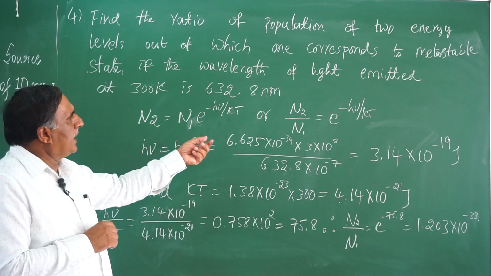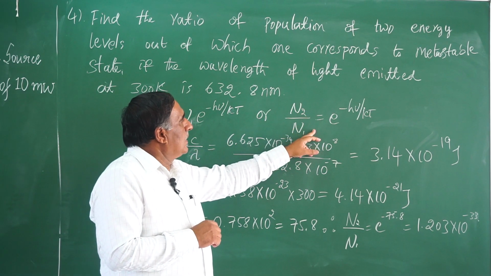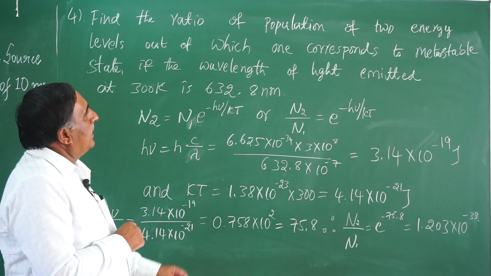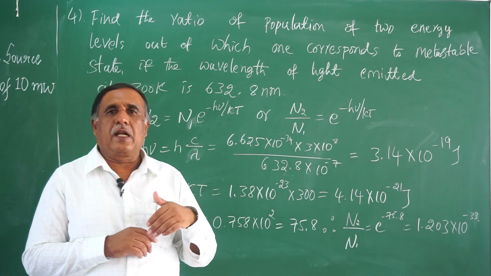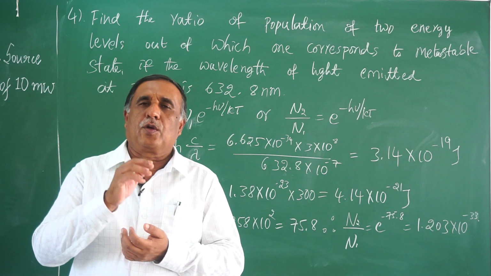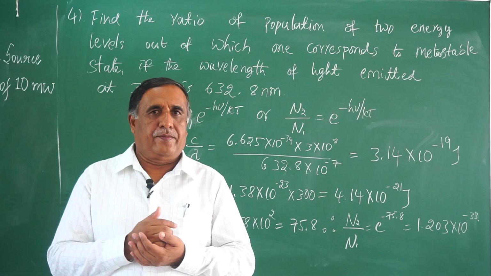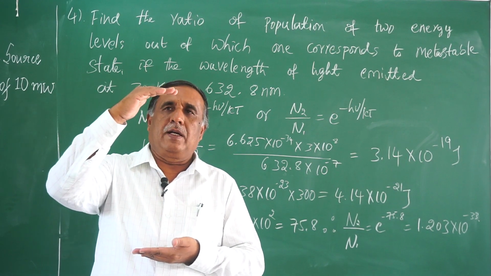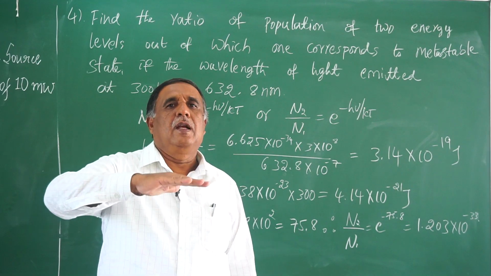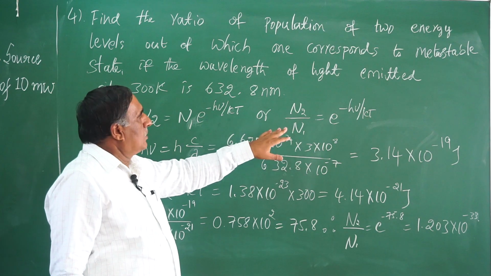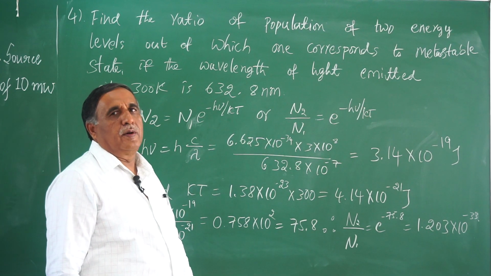Of course, one can rewrite this, so I will get N2 by N1 is equal to e raised to minus h nu by kT. But here, for the ratio, even one can take N1 by N2, but usually when the problem asks to calculate the ratio of population, that means you have to take the number of atoms in the higher energy level divided by the number of atoms in the lower energy level. That means you have to take N2 by N1, alright. So, this is equal to e raised to h nu by kT.